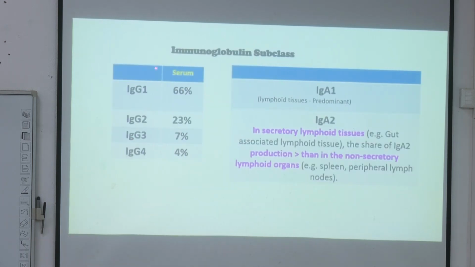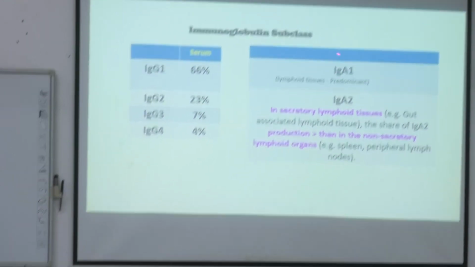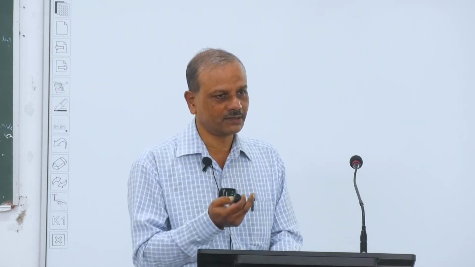So these subclasses of IgG, there are 4 subclasses, and IgA is basically IgA1 and IgA2. These are 2 subclasses. IgA is present mostly in the body secretions, be it tear, nasal secretion, GI secretion, or genitourinary secretion. These secretions on the surface give immunity. The moment a pathogen enters, IgA binds to that pathogen and doesn't allow it to enter into our system.